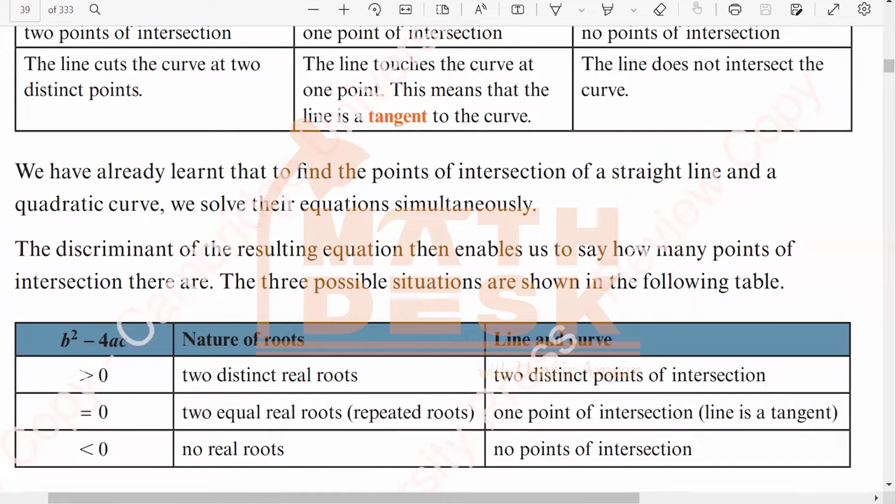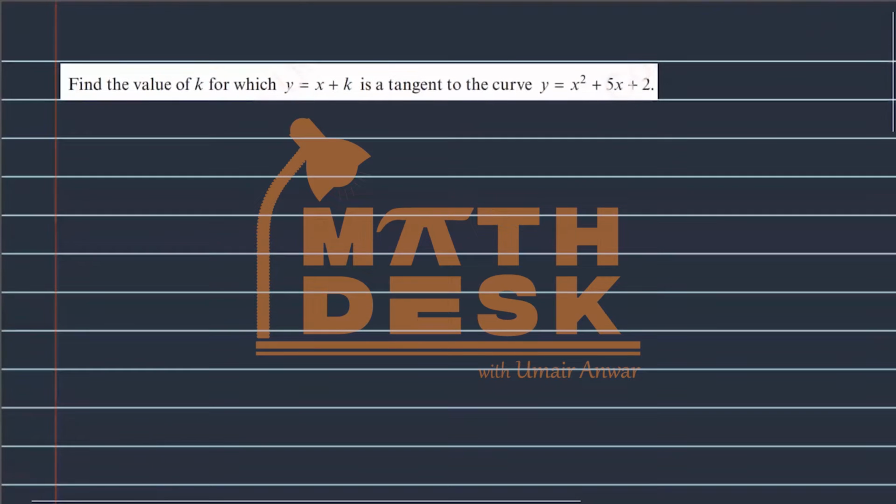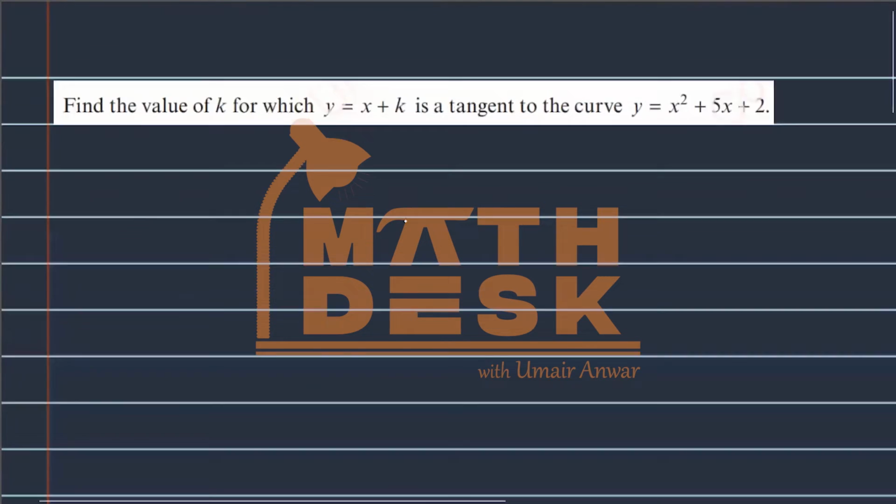So to further demonstrate this concept, let me solve some examples. In this first example, the question says: find the value of k for which this linear equation is a tangent to this curve. And the equation of the curve is a quadratic one, so obviously it is going to be a parabola. Now we have to find the value of k.